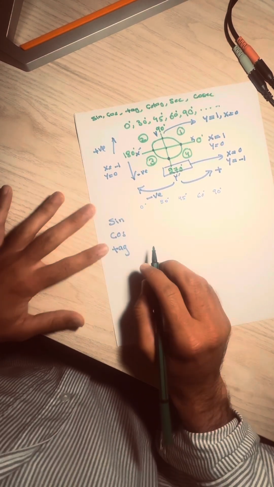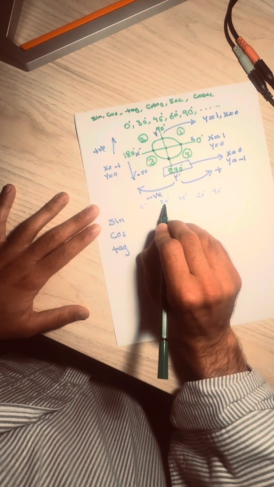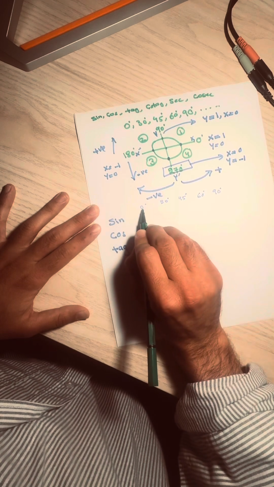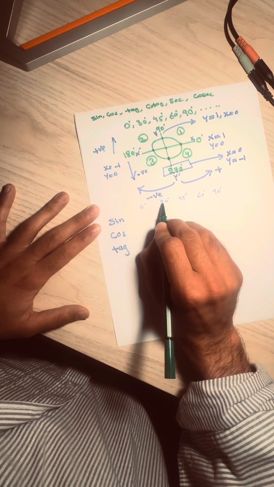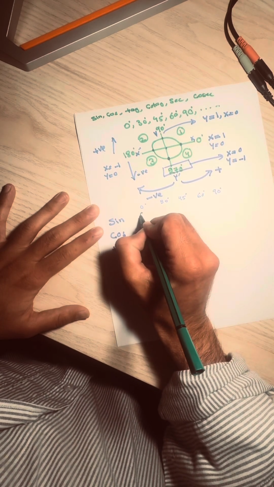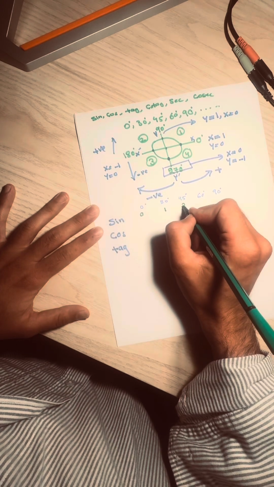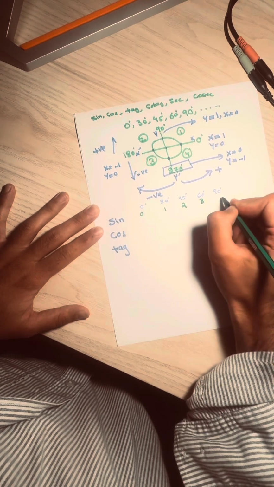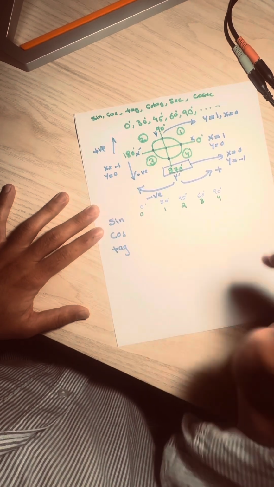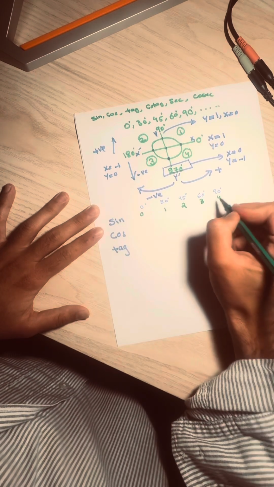Now what are we going to do? Let's count this as 0, 1, 2, 3, 4. Now write down in here 0, 1, 2, 3, 4. Once you have written down all these things, what is the maximum value between 0 to 4? The maximum value is 4.